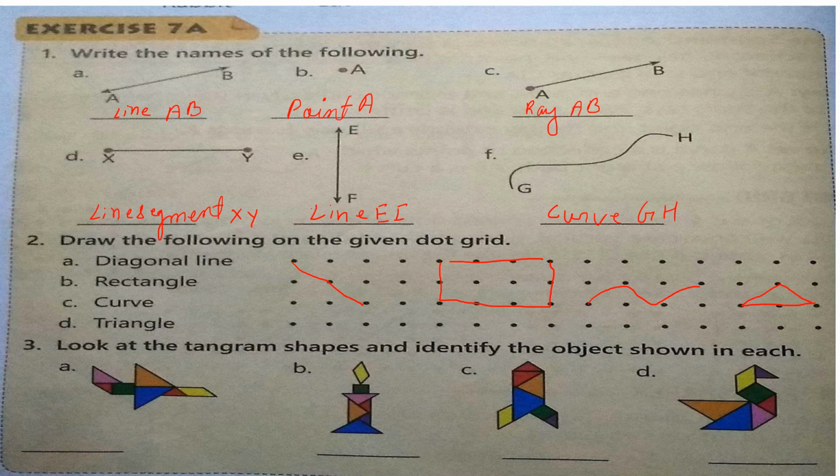Now tangram. We have to write the name of this and identify the object shown in the picture. It looks like an aeroplane. So, aeroplane. This is a candle. This is a rocket. And this is the sun. Okay, this is the sun. In this way we will write the name of the tangram figure. We can form different shapes also by using the tangram. But children, keep on practicing. Okay, thank you everyone.